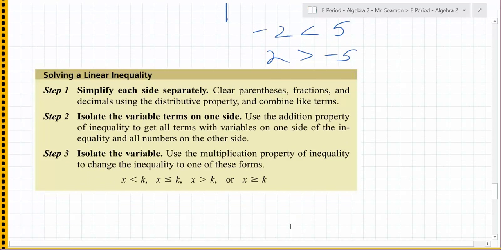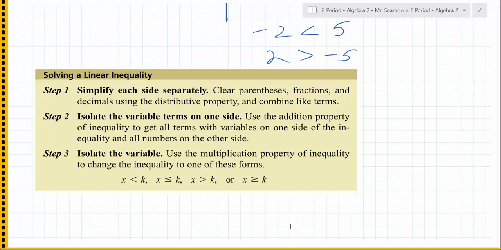So what are we going to do? Simplify each side, isolate the variable on one side, and then isolate the variable overall. You have 4 possible answers. X is less than a constant, x is less than or equal to, x is greater than a constant, or x is greater than or equal to a constant k.